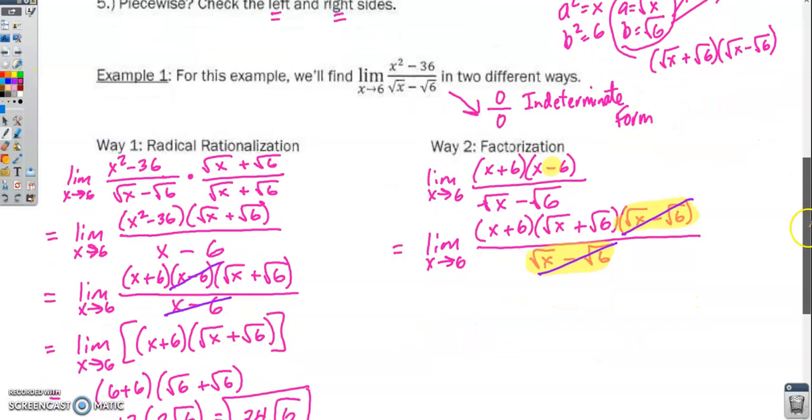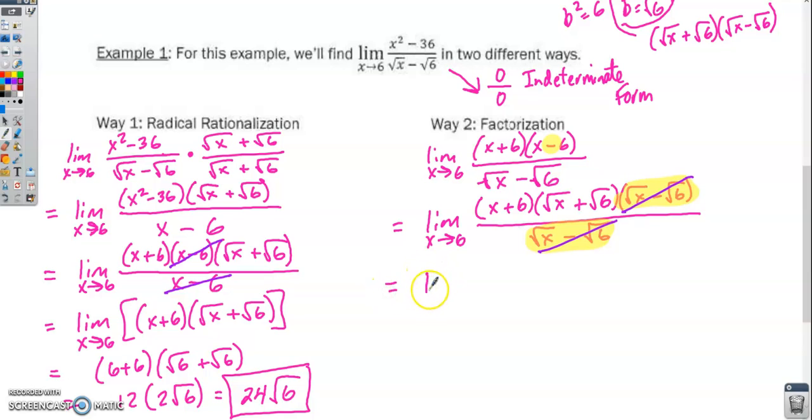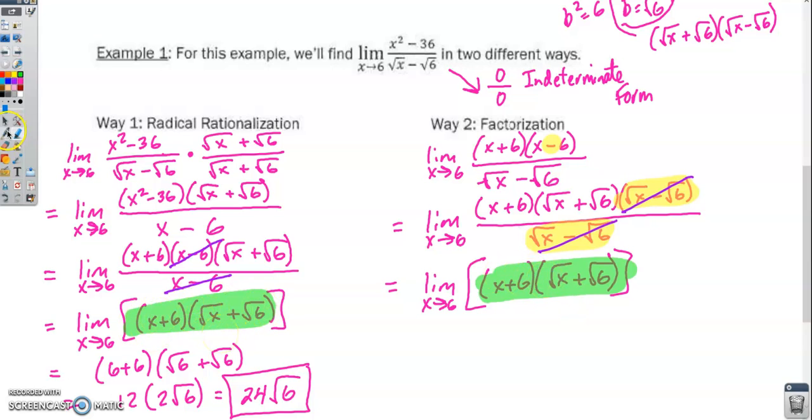And this limit now becomes the limit as x approaches 6 of the quantity x plus 6 times the quantity square root of x plus square root of 6. And you'll notice, I meant to change color there. You'll notice that this expression right here is the same as this one right here, and so the rest of the work from there on in is going to be exactly the same. In finding this limit, we substitute 6 in.